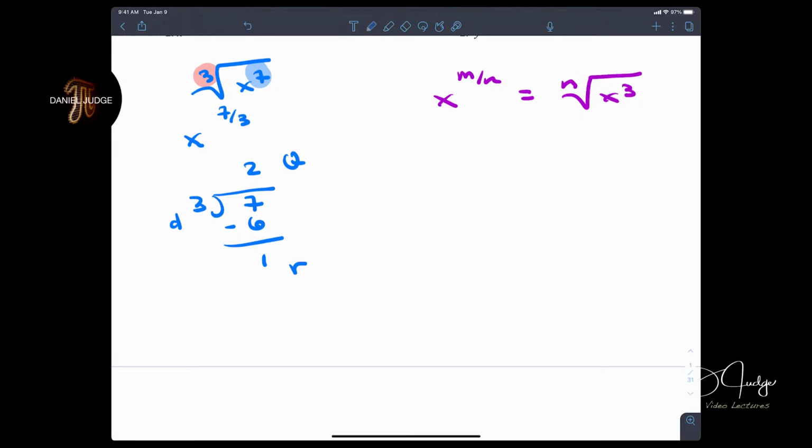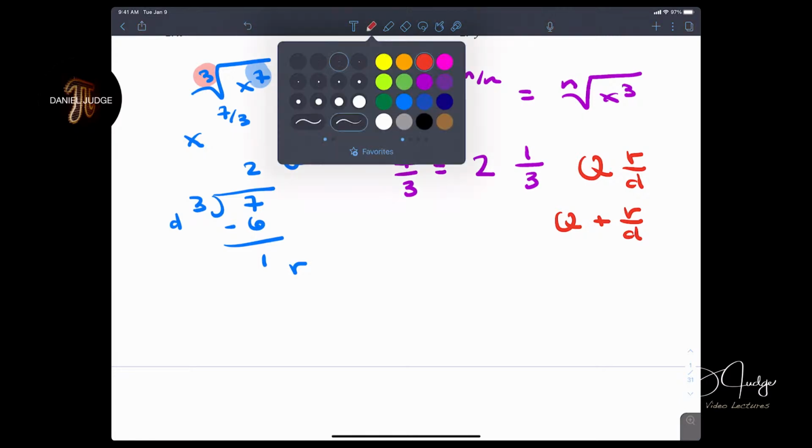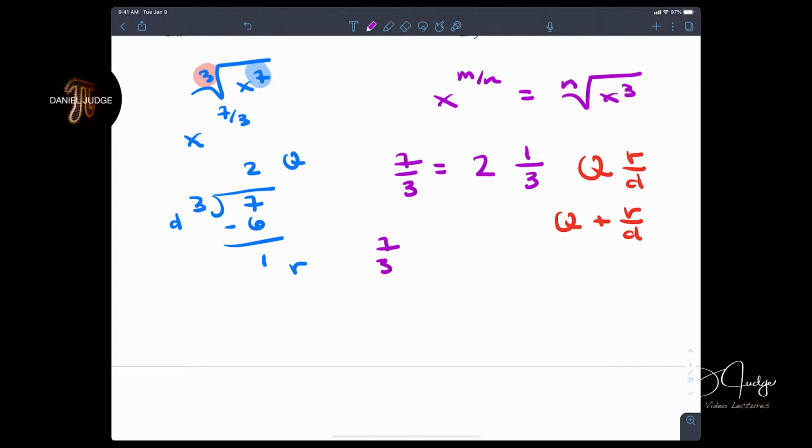So we can write, I'm going to change colors here, 7/3 as a mixed number. That's 2 and 1/3, because remember, your mixed number is the quotient, and the remainder over the divisor. Now, a mixed number is written as a sum, so we can write this as q plus r over d. And what this is really saying is that 7/3, that fraction, is 2 plus 1/3. So you're going to do a little bit of arithmetic here.